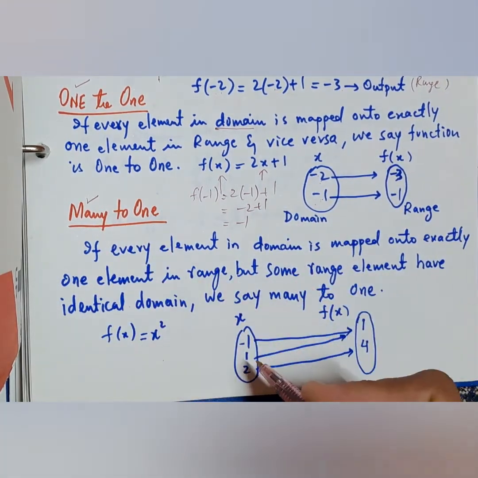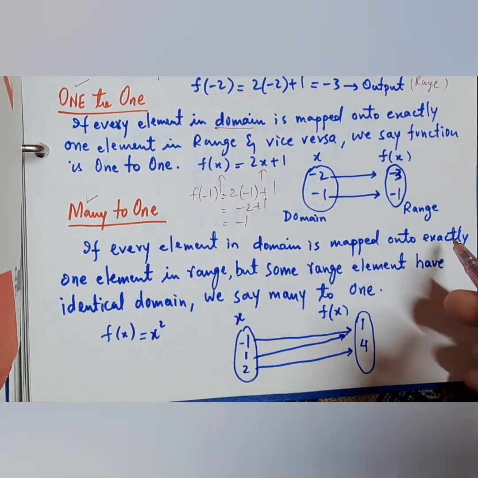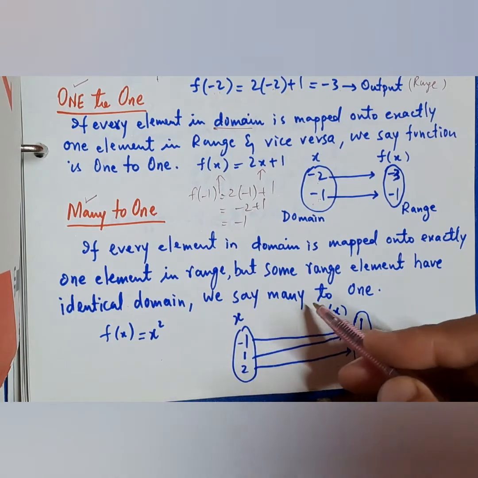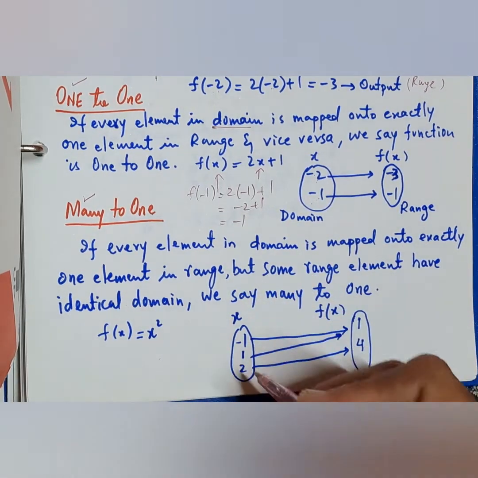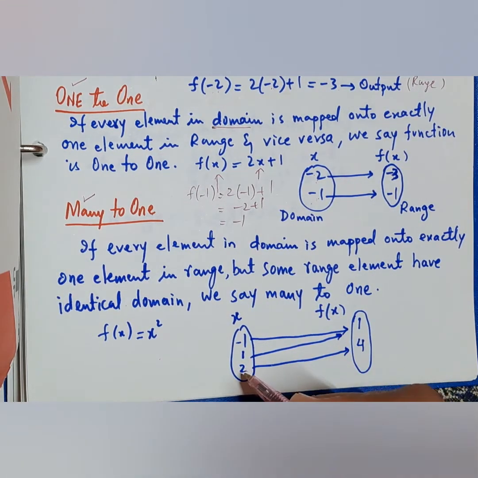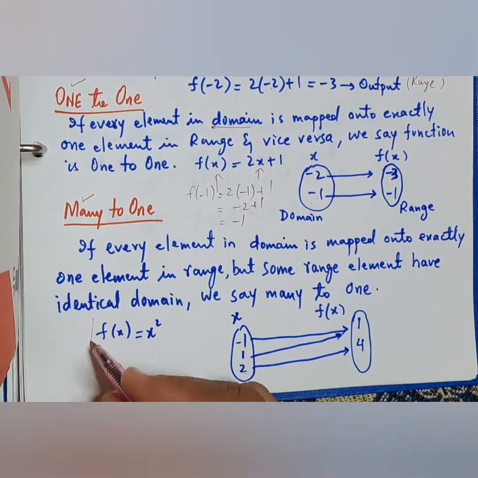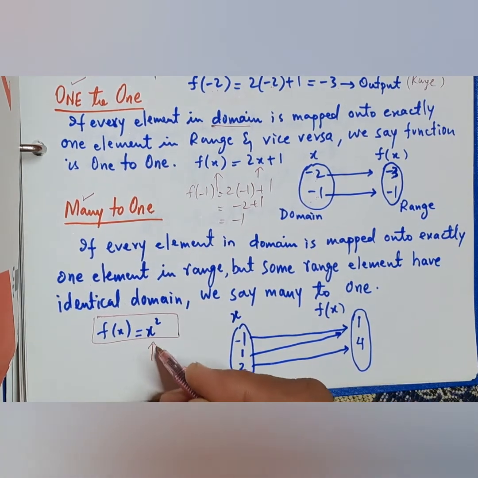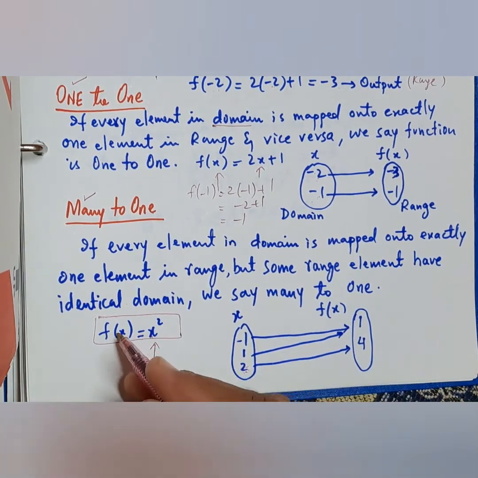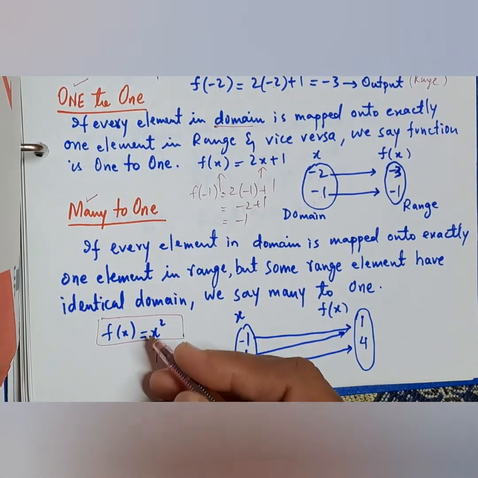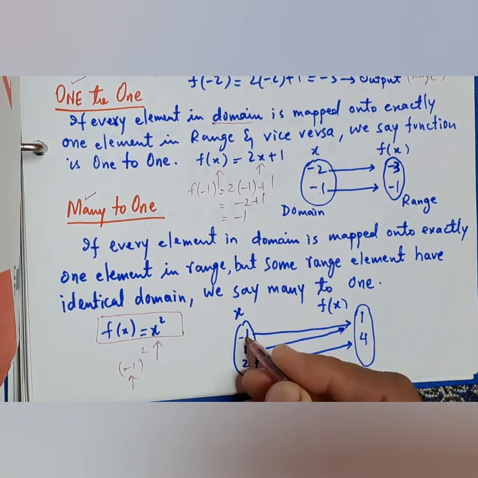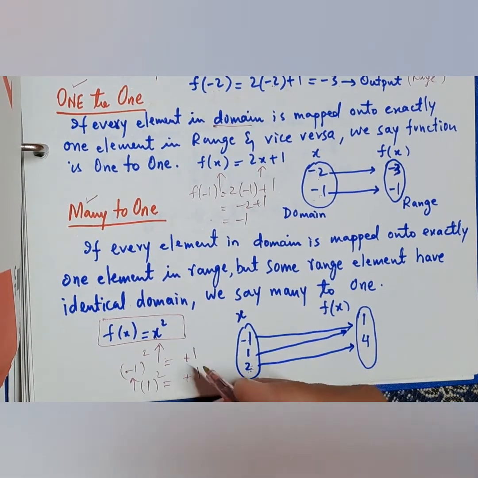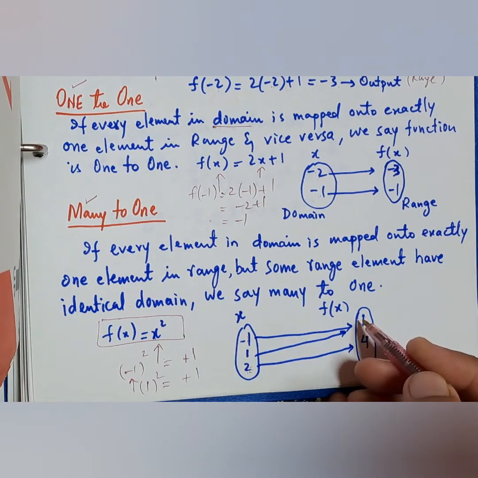And many-to-one connection means that every element in domain is mapped onto exactly one element in range, but some range elements have identical domain. I am just reading this and I will explain. We say this is many-to-one. Observe that for this input value we have 4. The function is x square. Again you will ask, sir, how are 1 and 4 coming? This function is x square. So if you place 2, 2 square becomes 4. But here if you insert -1, you will get +1. Again for +1, if you insert +1, you will again get +1. It means for both of these input values you get the same output.